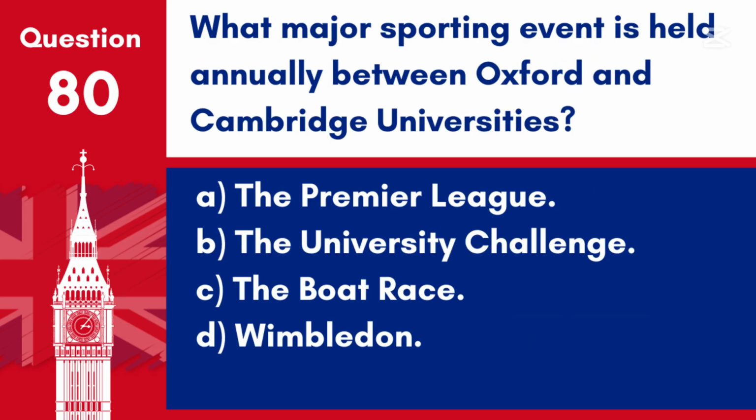Question 80. What major sporting event is held annually between Oxford and Cambridge universities? A. The Premier League. B. The University Challenge. C. The Boat Race. D. Wimbledon.